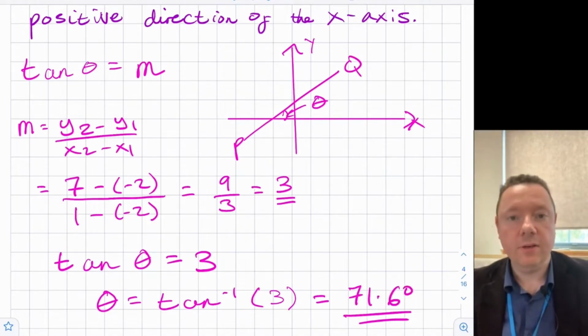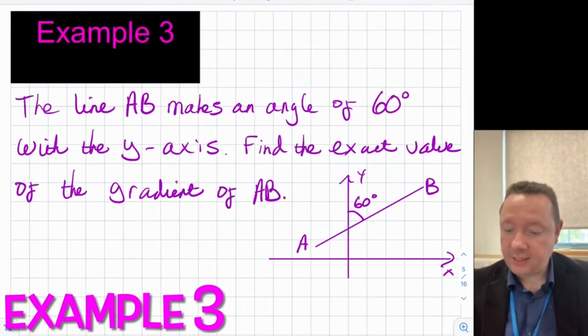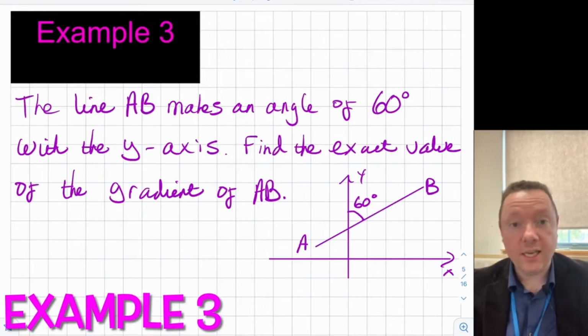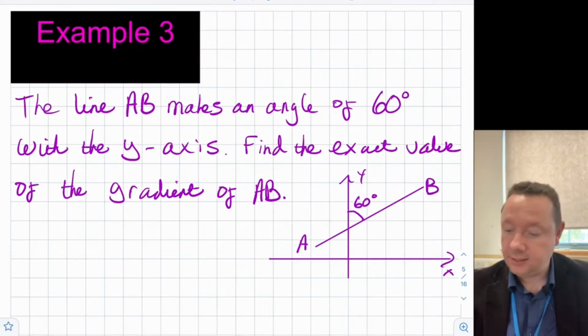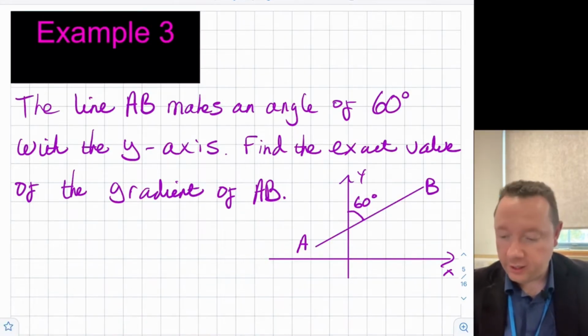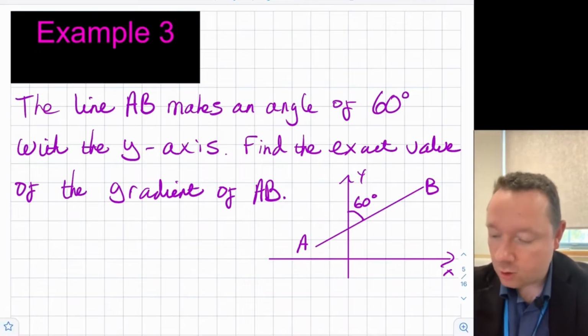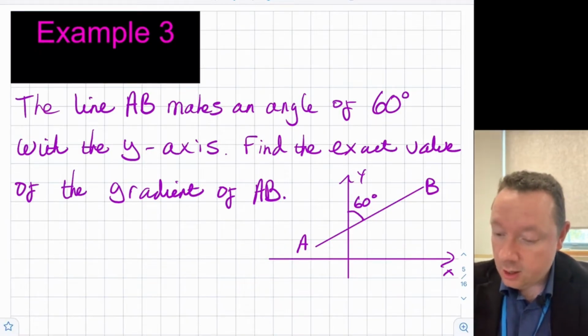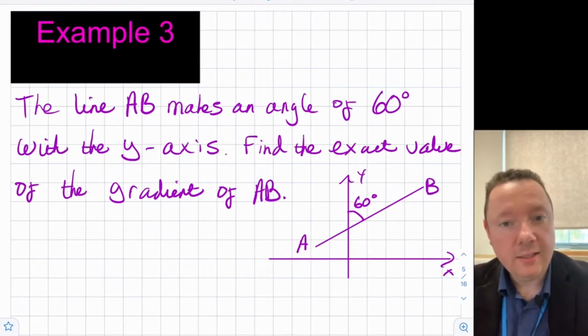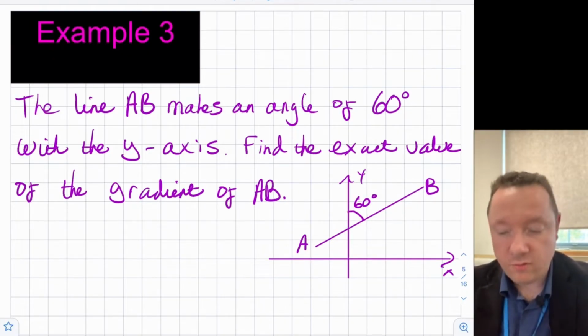To three significant figures. Example 3 says the line AB makes an angle of 60 degrees with the y-axis. Find the exact value of the gradient AB. So we've got a picture here again where the angle is with the y-axis. Now that's not the gradient. Remember, gradient is the angle it makes with the x-axis.